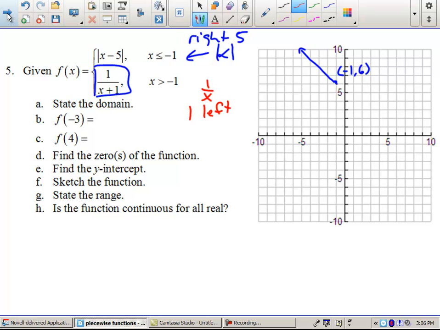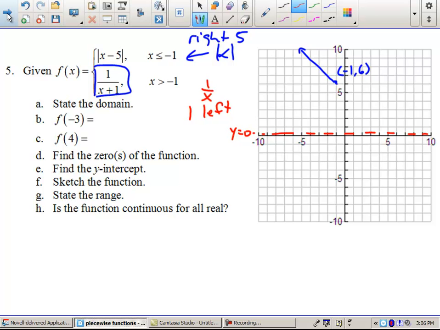The 1 over x graph normally, well, in fact, still has a horizontal asymptote at y equals 0. How do I know that? Because it's bottom heavy. The degree of the denominator is bigger than the degree of the numerator. And so whenever you're bottom heavy, your horizontal asymptote is going to be y equals 0.